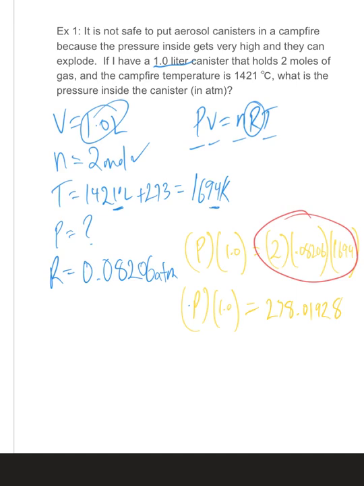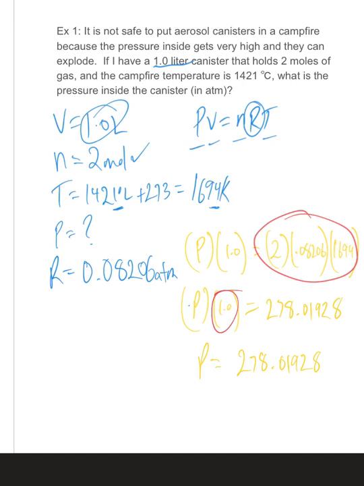And then next, I will divide each side by 1 to get P by itself. And anything divided by 1 is just itself. And so I'm going to get P to equal 278.01928. Last thing is to check for significant figures.